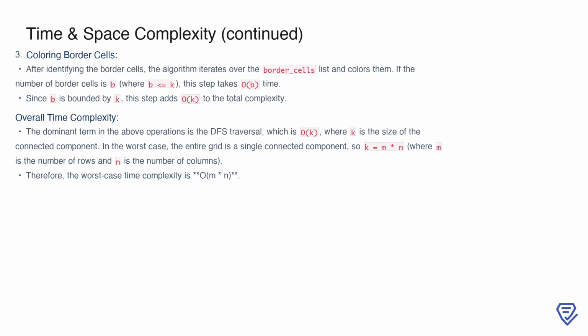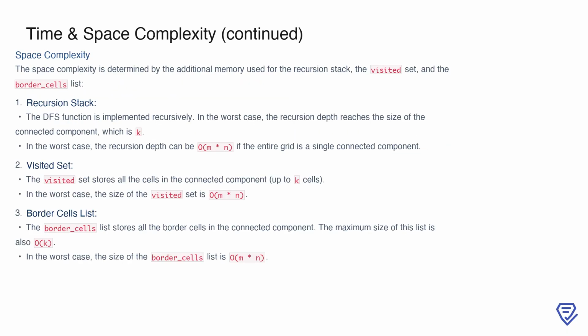In the worst-case scenario, where the entire grid forms a single connected component, the value of k becomes m*n, where m and n are the dimensions of the grid. Therefore, the worst-case time complexity of this solution is O(m*n). Next, let's analyze the space complexity of the solution, which depends on the additional memory used for the recursion stack, the visited set, and the border cells list.